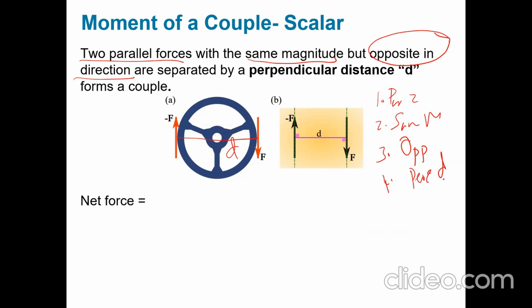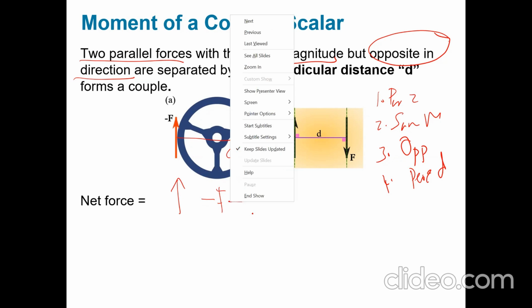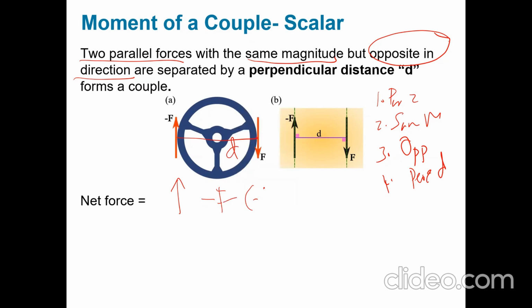So what's the net force in this couple? Let's get the resultant of these forces. Taking the upward direction, we have a positive F, and then we have a downward force, negative F. That gives me 0. So the net force is going to be 0 for our couple.